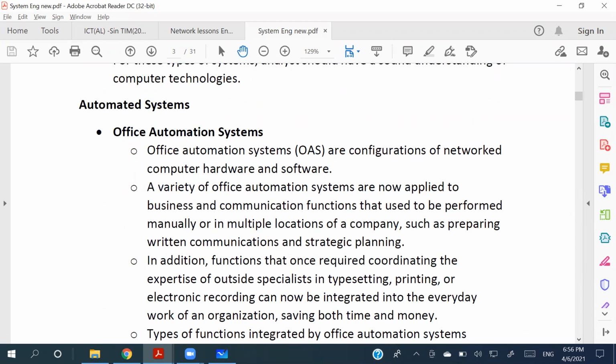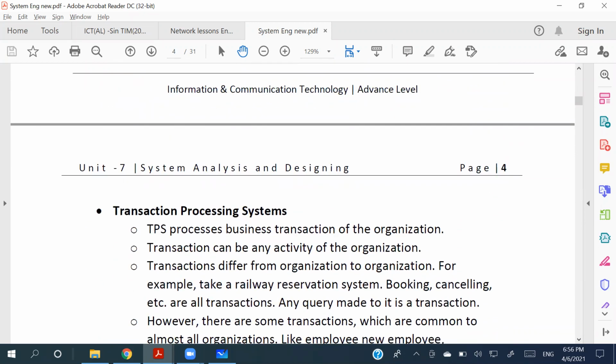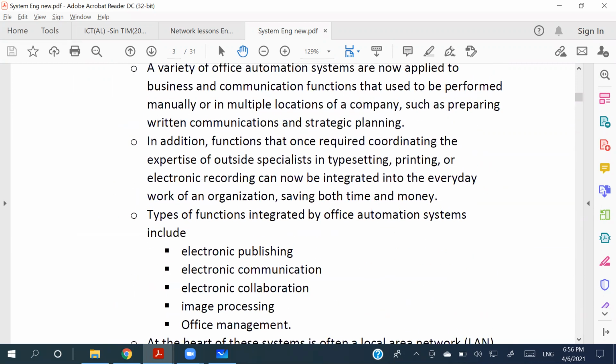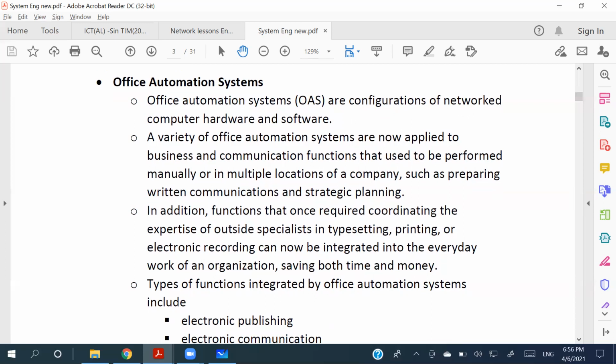So the next one, we are talking about the automated systems, right? We talk about two types of automated system, which is the office automation system, OAS, and the transaction processing system, which is called the TPS, right? So office automation system, by the name you can understand, is there to automate things inside the office, right? When it comes to an office, there are several types of things that can be automated using a computerized system, like publishing, like communicating, right? Those kind of things, right?